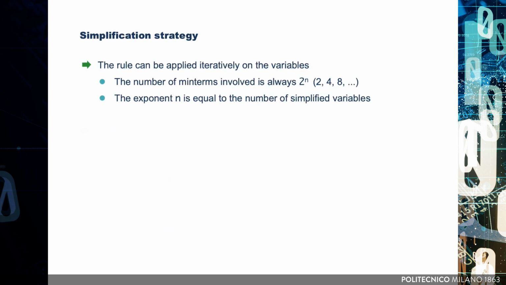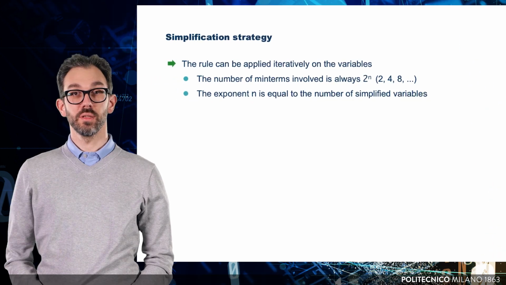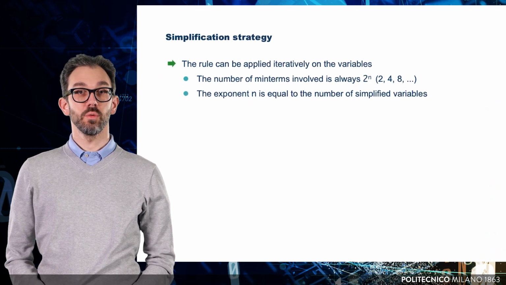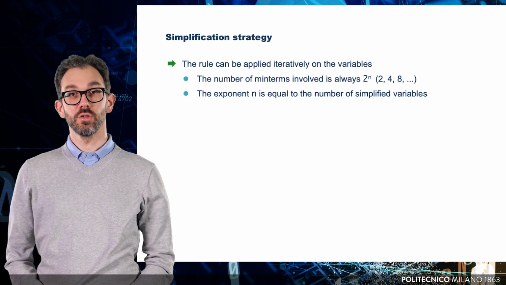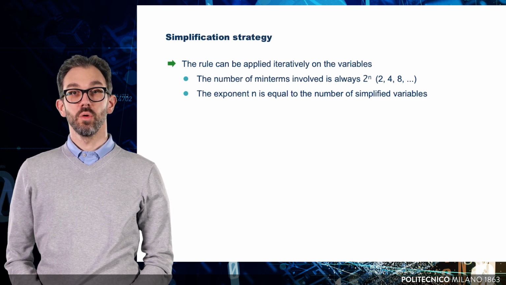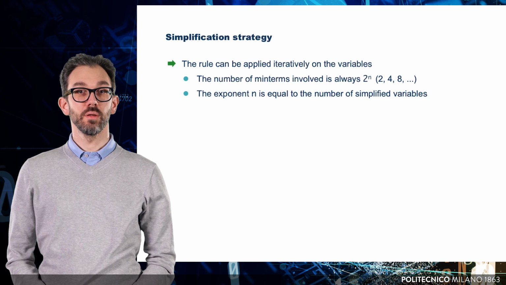The presented rule can be applied iteratively to more variables. In particular, the number of minterms involved is always a power of 2, such as 2, 4, 8, and so on, where the exponent of the power corresponds to the number of simplified variables.